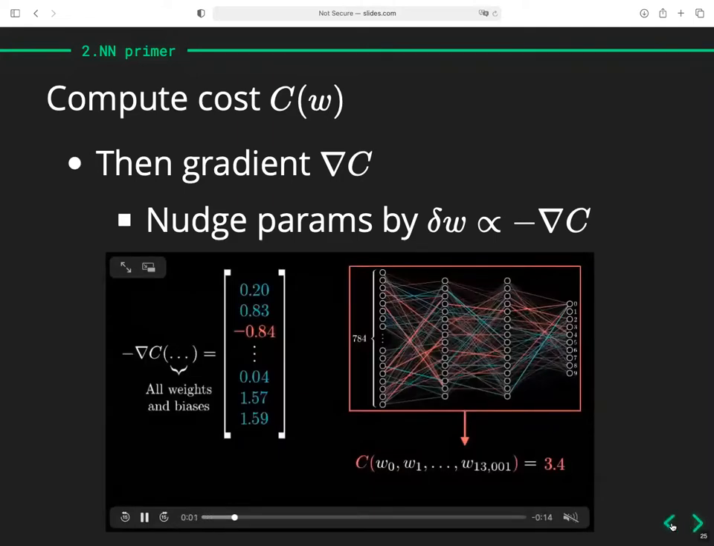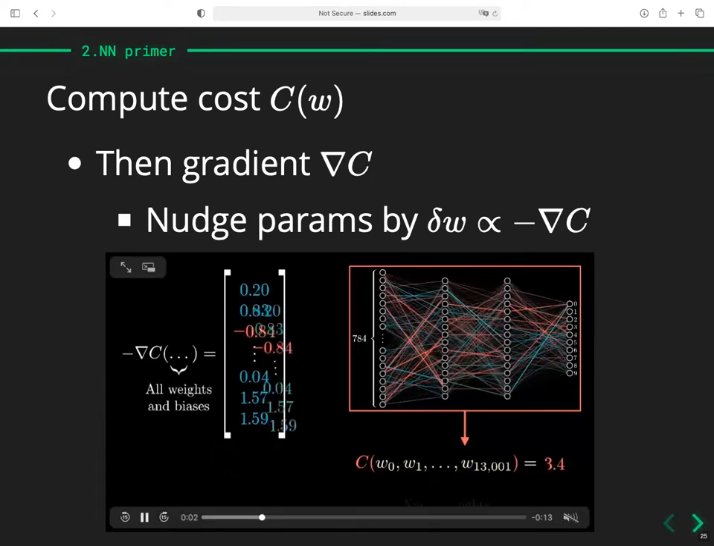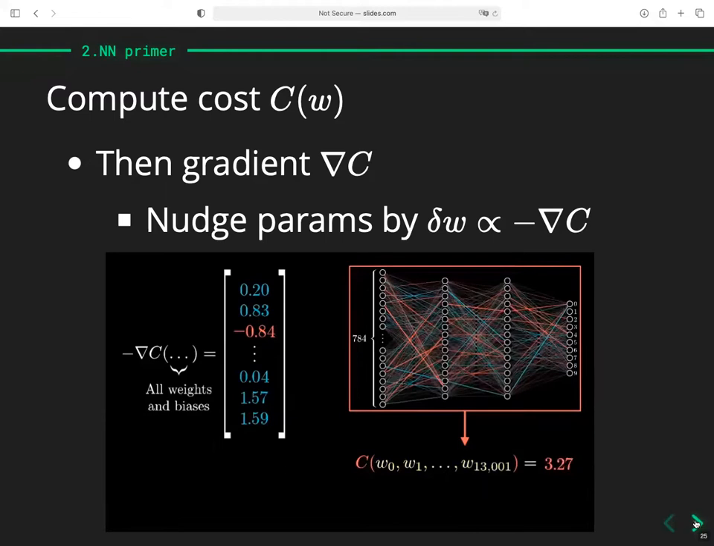So this is illustrated here. In case it's not very clear yet, you just compute the cost, extract the gradient, and then you nudge the weights by a small amount, and you go over and over and over. And at some point, hopefully, you get a better result. Your cost should be going down.